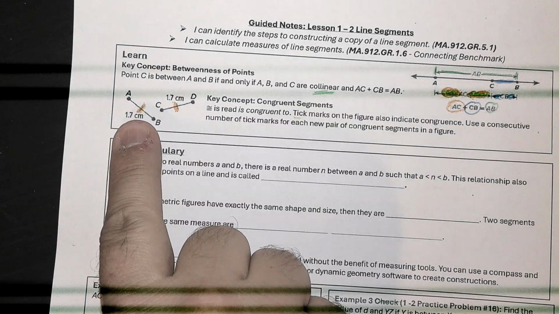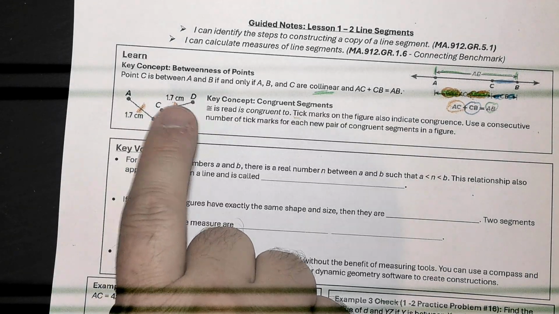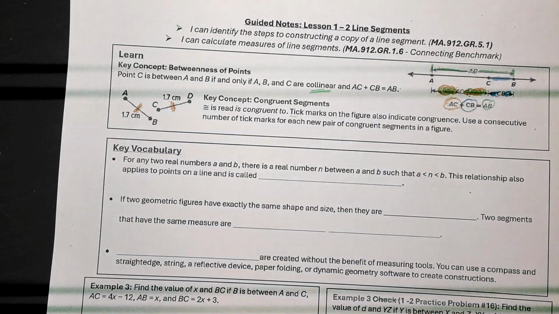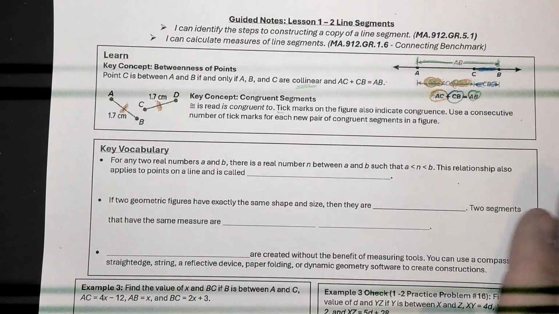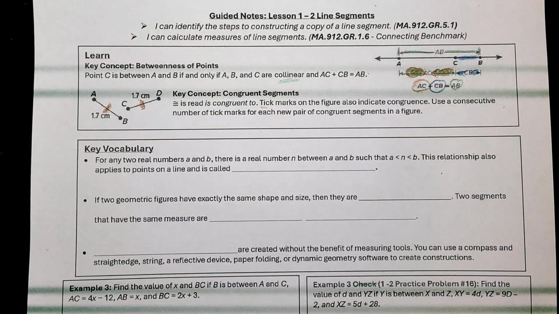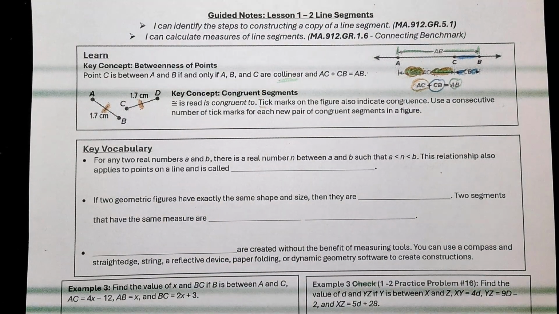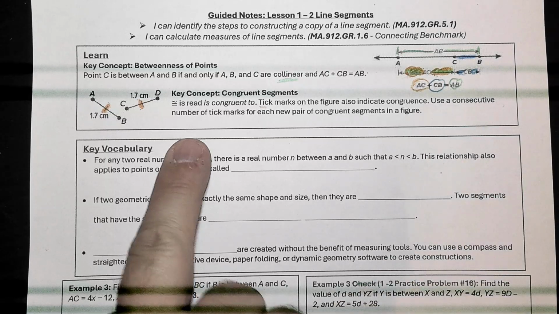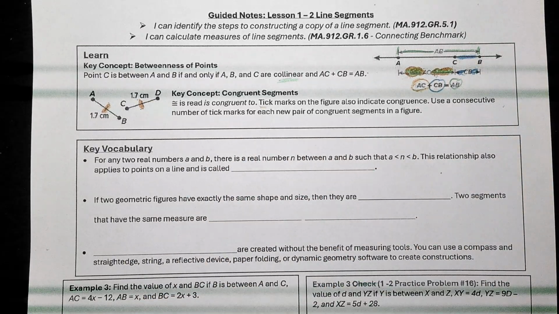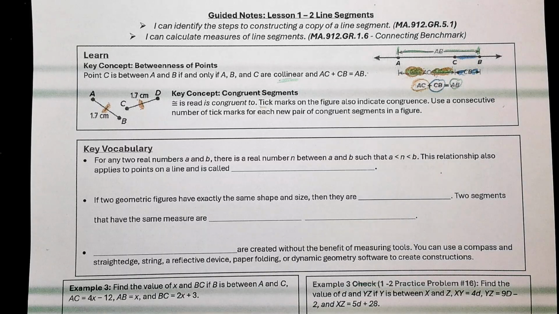So right here you see AB is 1.7 centimeters. CD is also 1.7 centimeters. And as I've said in class, equals is for numbers and congruence is for shapes. All right, and it says here, use a consecutive number of tick marks for each pair of congruent segments in a figure. So like I said, if we had a second, there would be two.